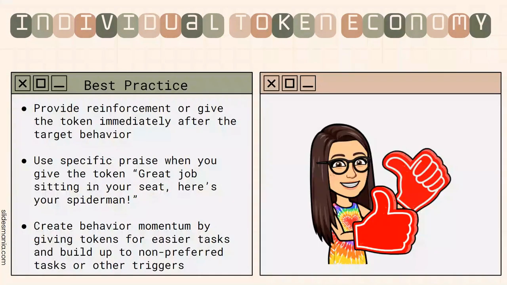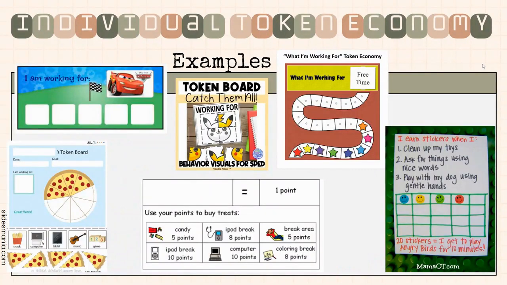Some best practices when it comes to the individualized token economies include providing reinforcement or giving the token immediately after the target behavior occurs. Use specific praise when you give the token, like "Great job sitting in your seat. Here is your Spider-Man token." Also, create behavior momentum by giving tokens for easier tasks and build up to non-preferred tasks as you progressively use the individual token economy. Here are some examples of token boards that you can look at.